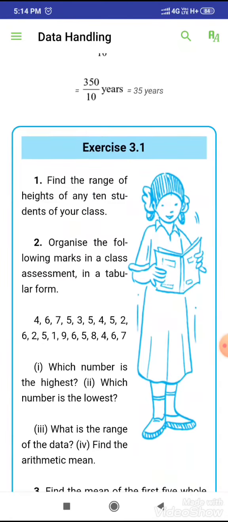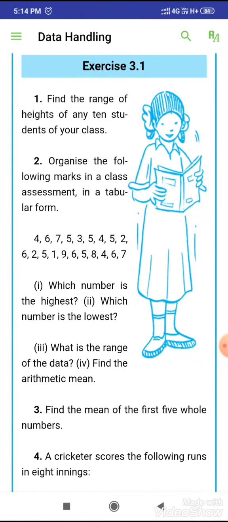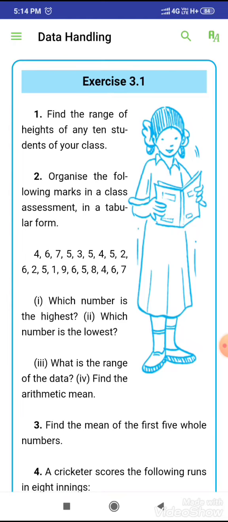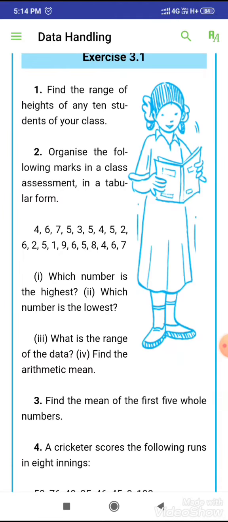Now we're going to start exercise 3.1, and the first question of exercise 3.1 is to find the range of the heights of any 10 students of your class. For solving this question, you can ask your friends about their heights and then find the range of the heights of any 10 students of your class.